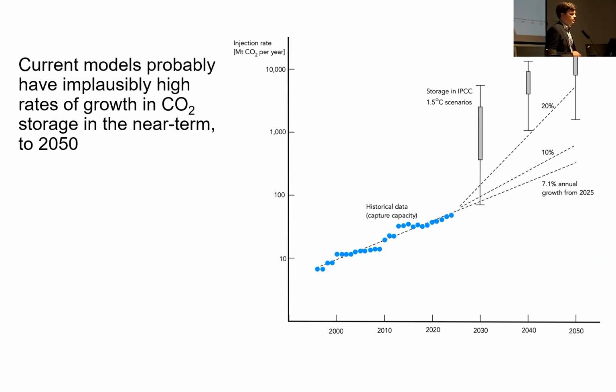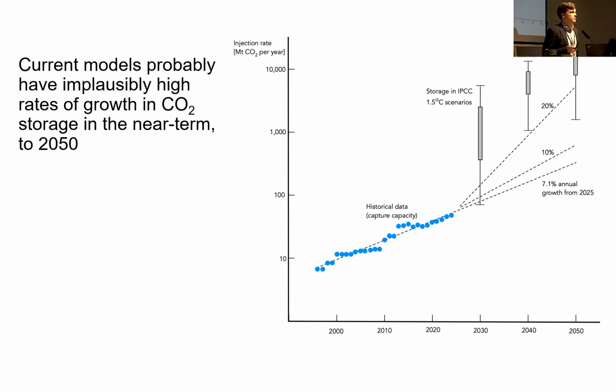But if we put this in context of what is implied to be achieved by mid-century or earlier, for example, in these global scenarios synthesized by the IPCC, you see that extremely high rates of growth need to be achieved to hit even the lower range of the targets that these systems models say are needed to achieve these mitigation targets.